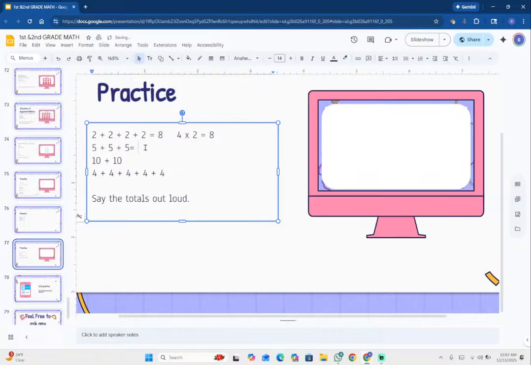Let's do the same thing here. 5 plus 5 plus 5. So 5 plus 5 is 10. 10 plus 5 is 15. So this is the same as saying 3 sets of 5 equal to 15.